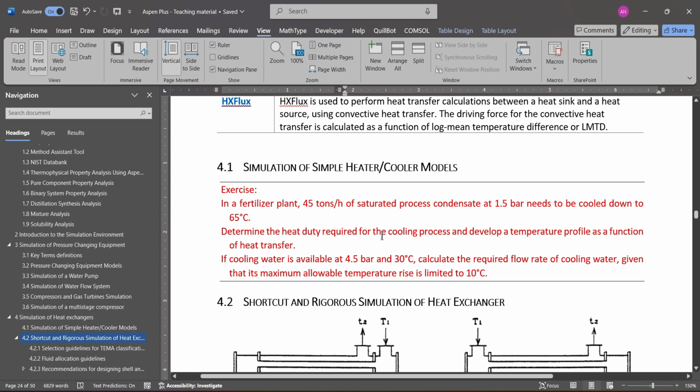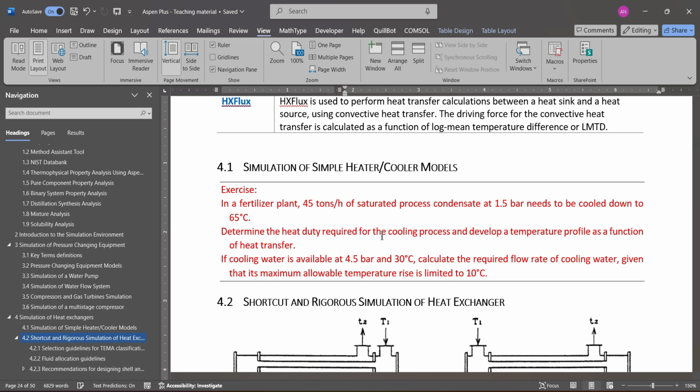All right. So the first exercise is: in a fertilizer plant, 45 tons per hour of saturated process condensate. That means we are talking about a saturated liquid. It's a condensate at 1.5 bar that needs to be cooled down to 65 degrees Celsius. So that is the requirement.